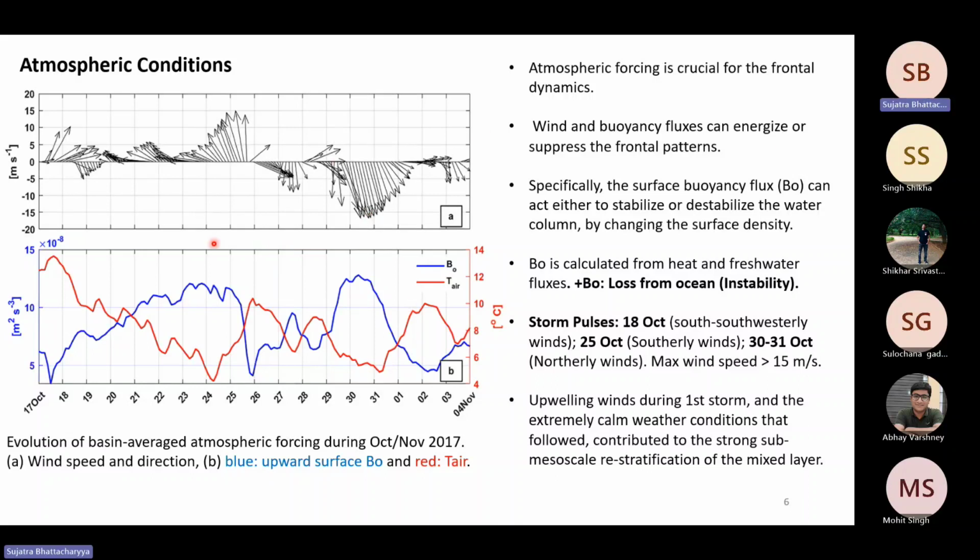And they also check the buoyancy component, which is the buoyancy flux, contributed from both heat flux and freshwater flux. And this red line is the air temperature. Here a positive value of buoyancy means loss of buoyancy to the atmosphere. That means more unstable condition, more mixing. So you can see once a storm event starts, there's a little bit of lag, but once the storm starts, buoyancy also starts increasing. That means more instability, and air temperature starts decreasing. And this is true for every event.